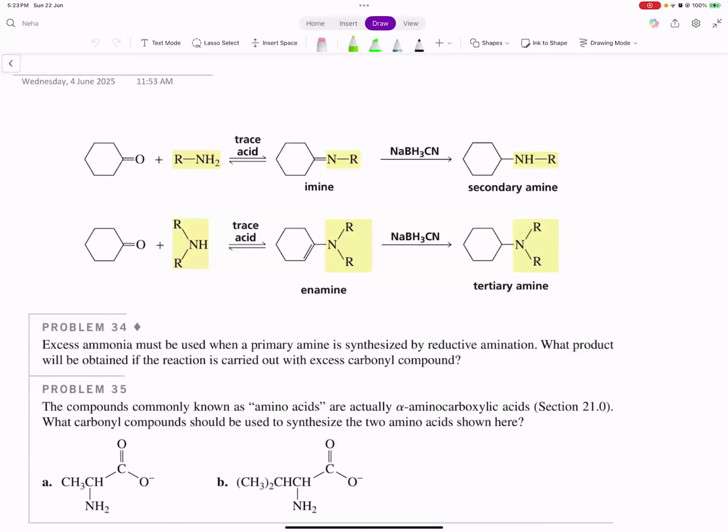Everything in the last step I just added. See, the same thing is happening. We are just reducing it. The double bond is getting reduced.